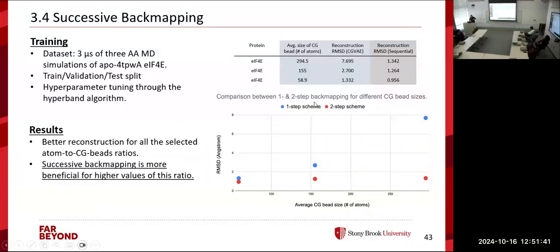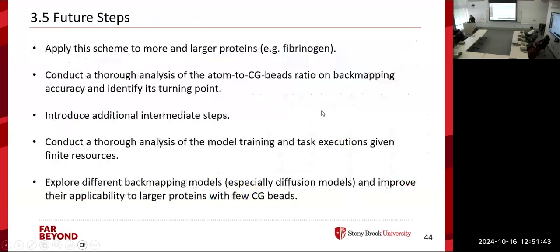So now we try to turn this into a more practical tool. Obviously, we want to apply this to more and larger proteins. We want to introduce other intermediate steps. Maybe for larger proteins, another intermediate step is needed. There's a balance: in principle, you could introduce 100 intermediate steps, but it might not be good. It's very computationally heavy. What's the point of doing it? So there is a balance to this.